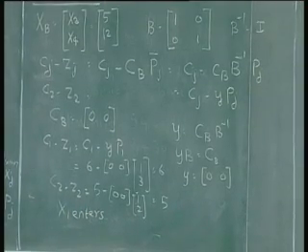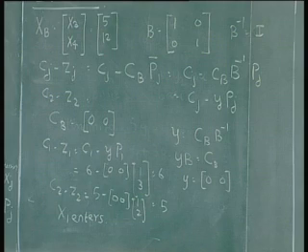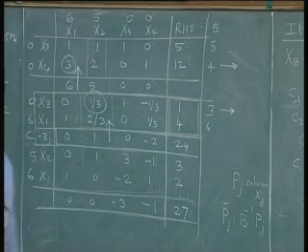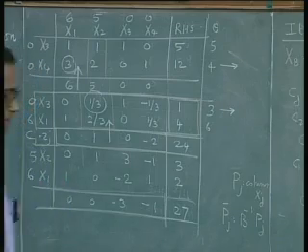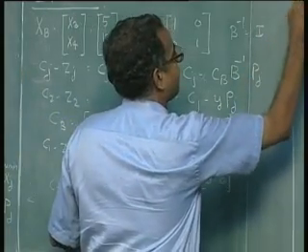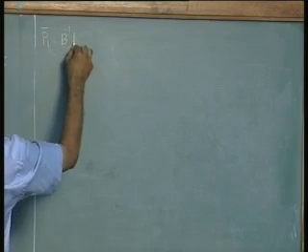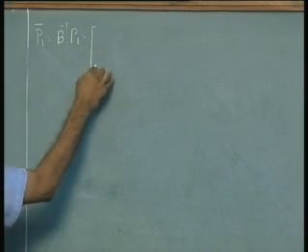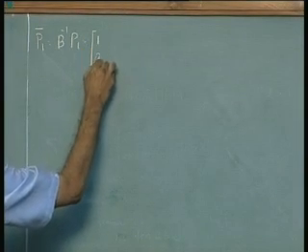Now to find out the leaving variable, we need to find out the column corresponding to the entering variable, x1. So we need to find out P bar 1, which is B inverse P1. B inverse is I. So, in this case P bar 1 is 1 comma 3.